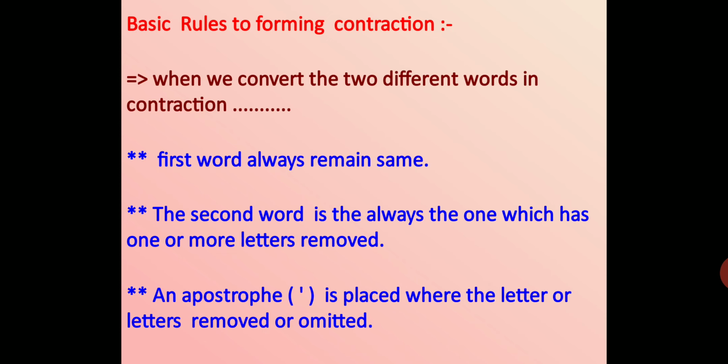And the third main point is that an apostrophe is placed where the letter or letters are removed or omitted. Means when two words are together and we want to write them in a short form, we remove some letters from the second word. And when we remove some letters from the second word, we use an apostrophe instead of the letters.